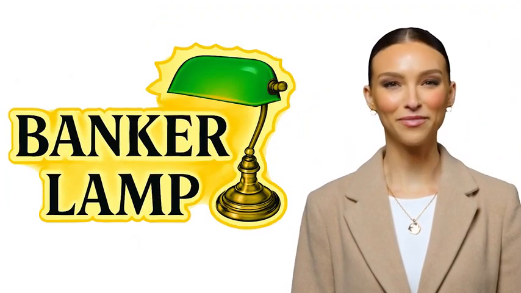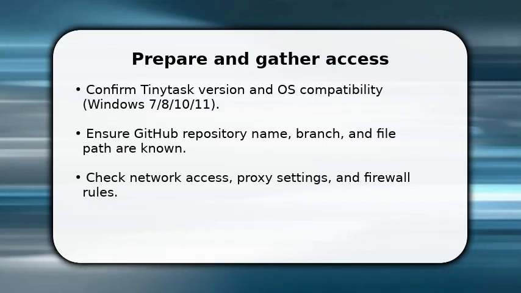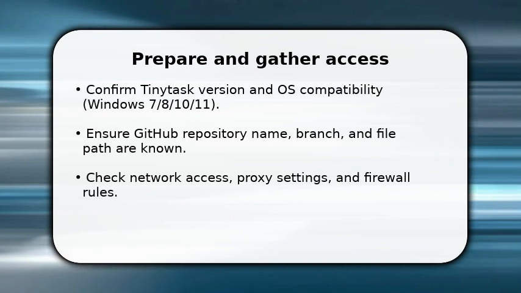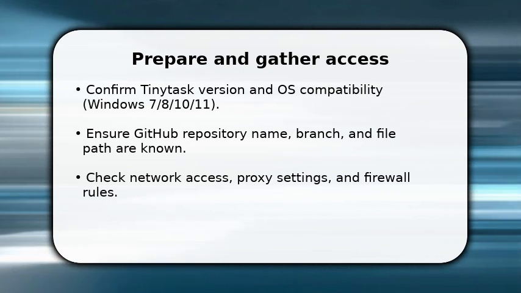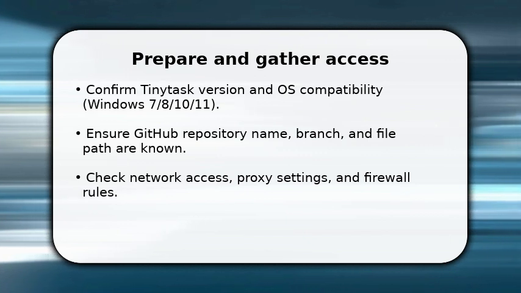Please enjoy the video. You start by collecting exact details: Tinytask version, the GitHub repo name, branch, and the file path you expect. Once done, verify you have network access from the machine running Tinytask and note any proxies or corporate firewalls that could rewrite requests. Make sure you can sign in to GitHub or access the repository in a browser. This eliminates permission issues early.